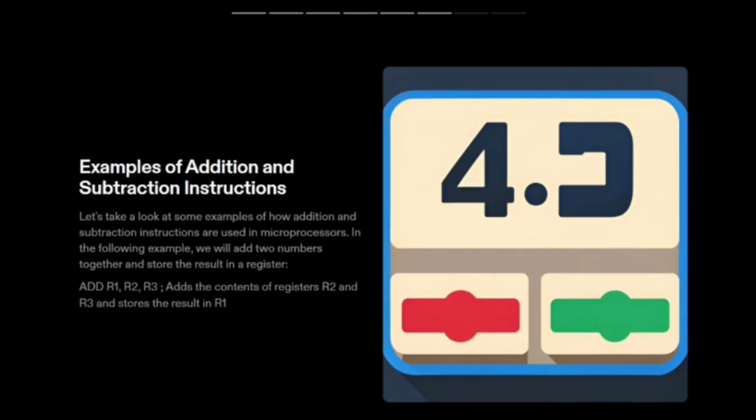Examples of addition and subtraction instructions. Let's take a look at some examples of how addition and subtraction instructions are used in microprocessors. In the following example, we will add two numbers together and store the result in a register. So ADD R1, R2, R3 adds the contents of register R2 and R3 and stores the result in R1. We write any instruction in this format; this is its syntax. We added R2 and R3 and stored the result in R1.